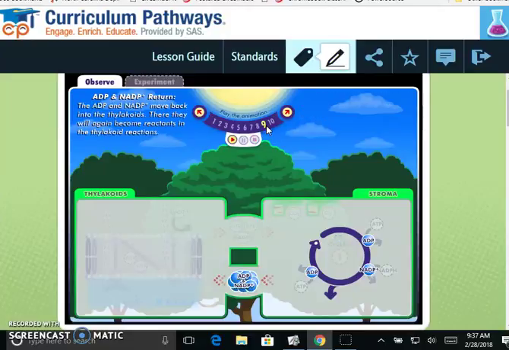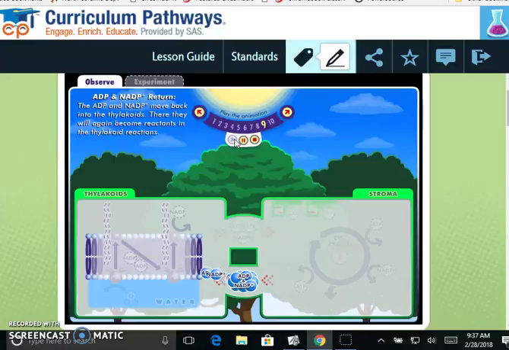So let's take a look at the next animation. And this talks about the recycling of the ADP and the NADP+. And everything goes back to the thylakoids to be recycled, to be regenerated, to be sent back. So nutrients can be recycled, but energy travels one way.